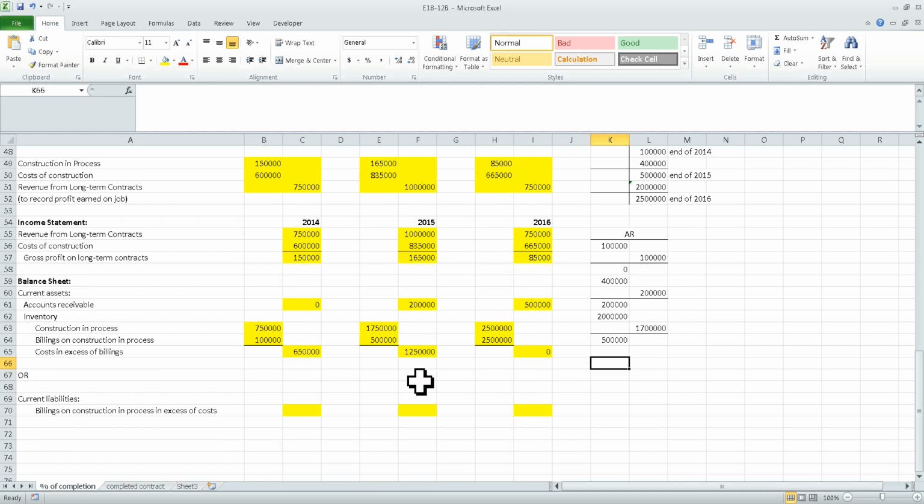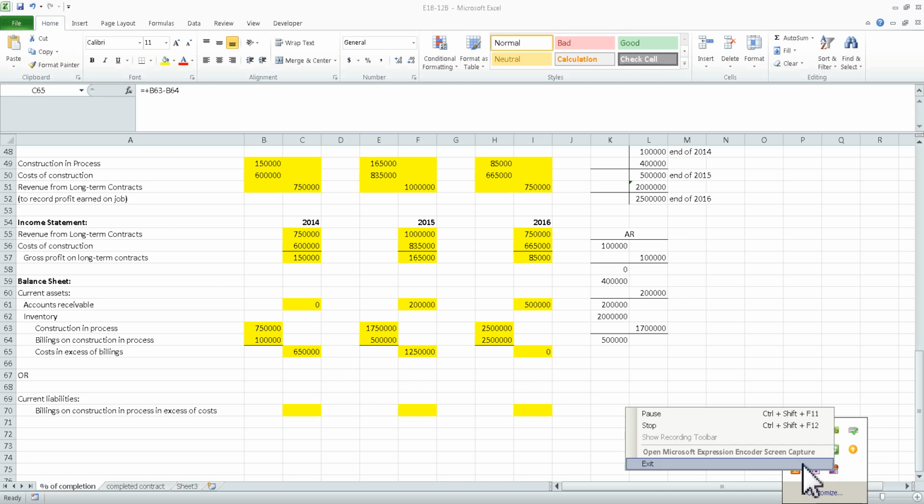Okay, if in any given year it happened that the billings account was greater than the balance in the construction in process account, of course, this number here would be negative, and you wouldn't want to show a negative inventory number. So instead, what you would do is you would show under current liabilities of the balance sheet billings on construction in process in excess of cost. But in each of the 3 years here, it turned out that our construction in process was in excess of our billings account, so we had a net inventory position.